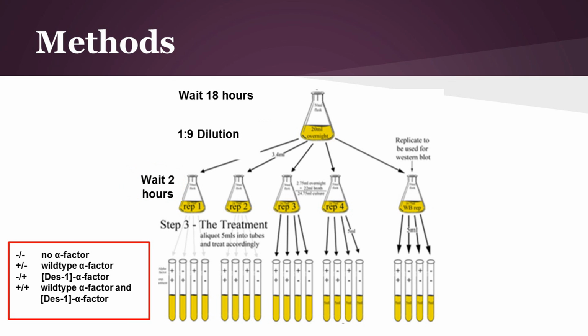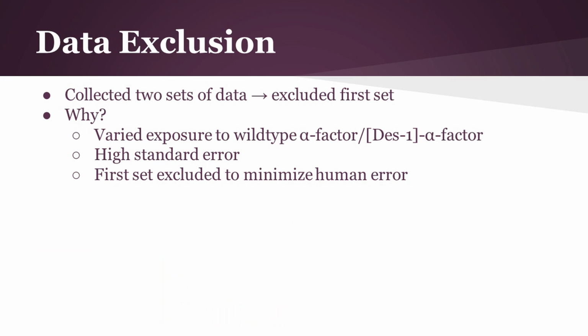Minus represents the negative control with no alpha factor. Plus represents the positive control with wild-type alpha factor. Minus plus represents DES1 alpha factor, and plus represents wild-type and DES1 alpha factor.